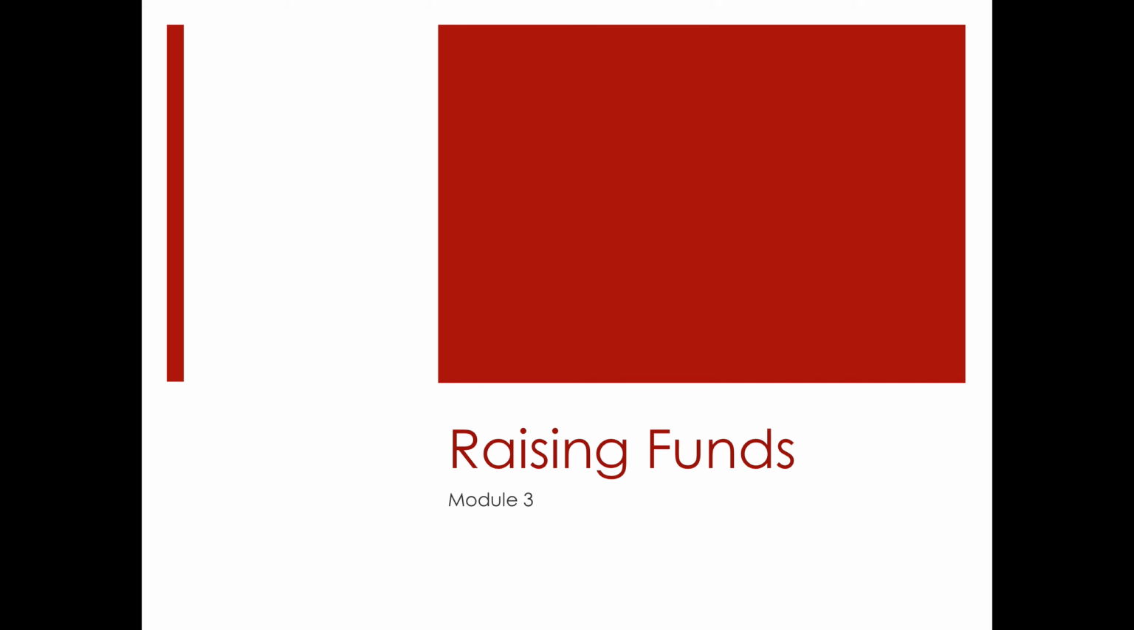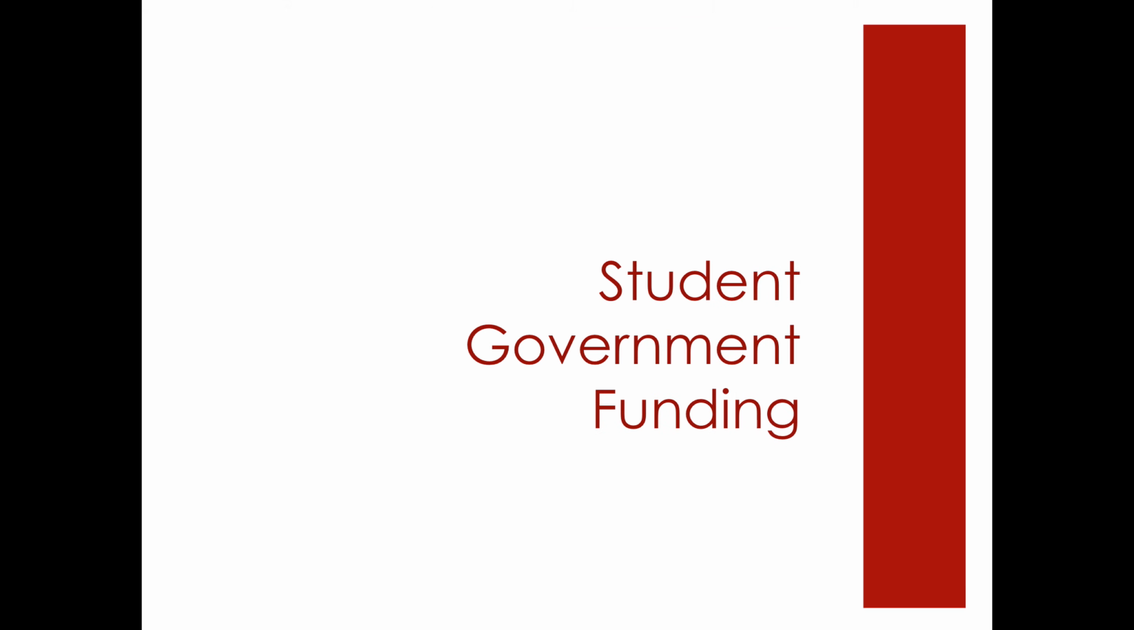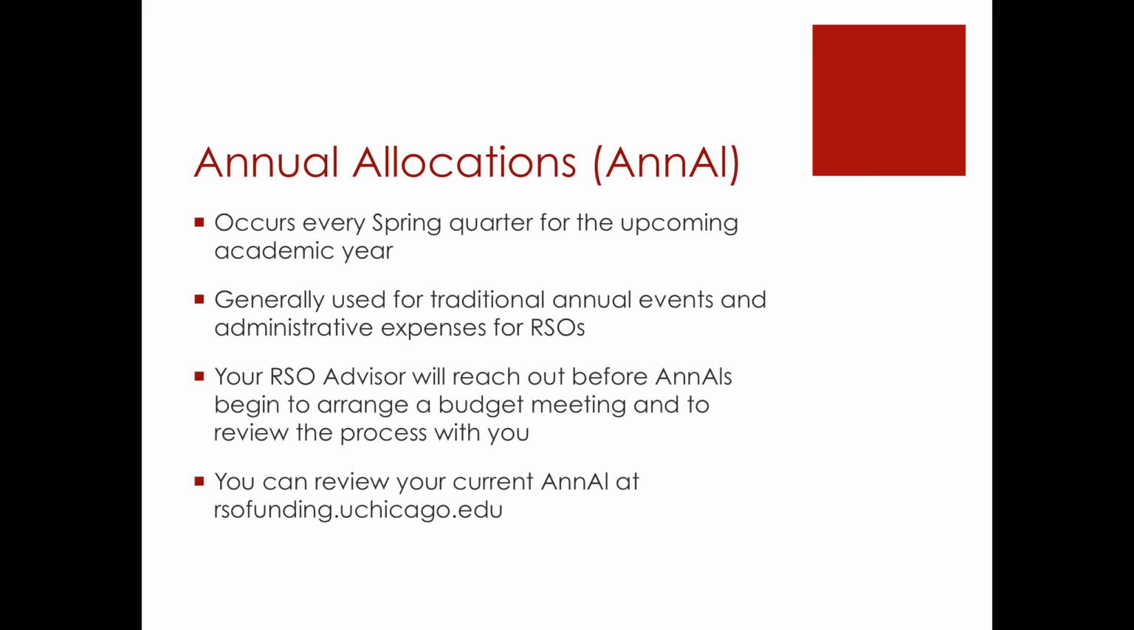In this module, we will be discussing raising funds for your RSO. The most common avenue for funding your RSO comes through student government, and there are two main methods that student government provides for funding. The first is annual allocations, otherwise known as ANAL.